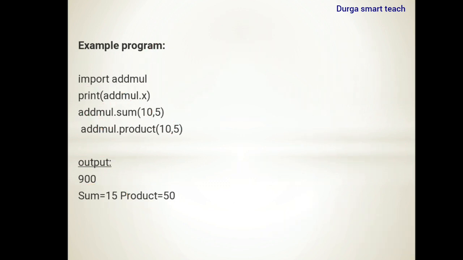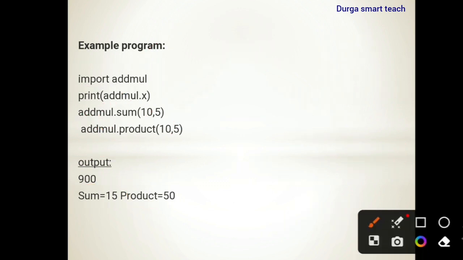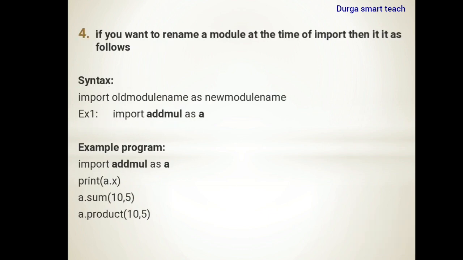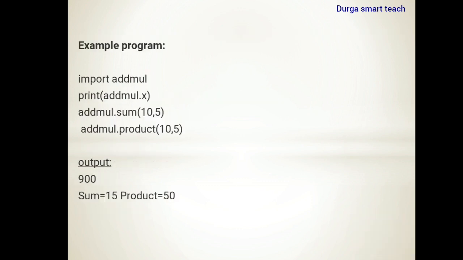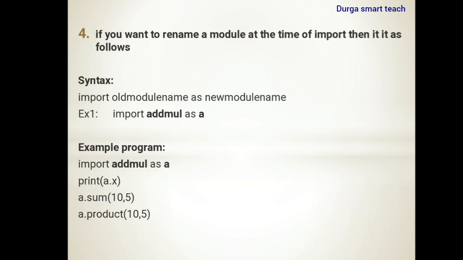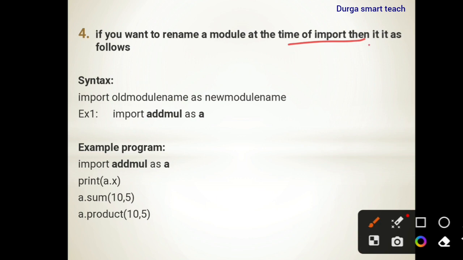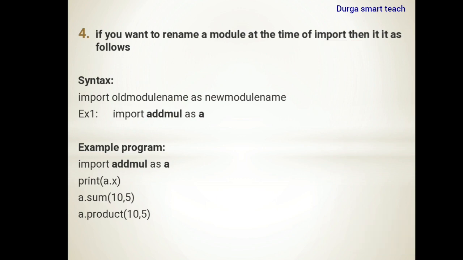So you can access variables, functions or classes of one Python file from another Python file by using the module concept. For that you need to import the module by using the import keyword. Okay, import addmul. Next, if you want to rename a module, here the module name is addmul. If you want to rename the module at the time of import, then you need to use the following syntax.